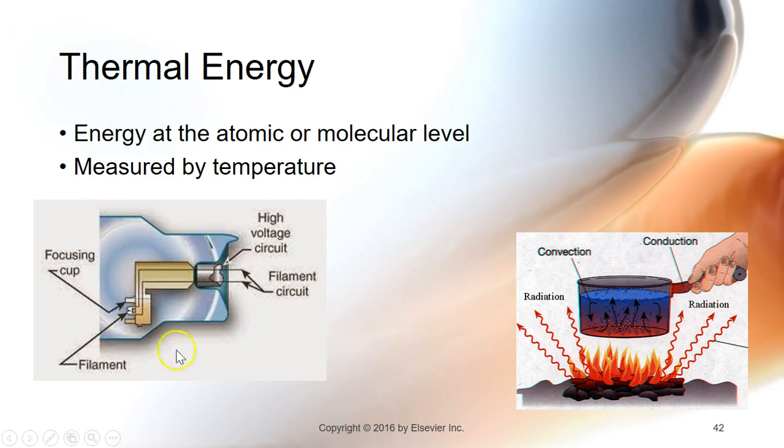Now, this is an X-ray tube, and we'll get into that later, but this is the focusing cup, the filament, the high voltage circuit, the filament circuit, but none of that will produce an X-ray until we actually have energy that then makes these electrons boil and shoot out of the X-ray tube. That's why thermal energy is very important to us.